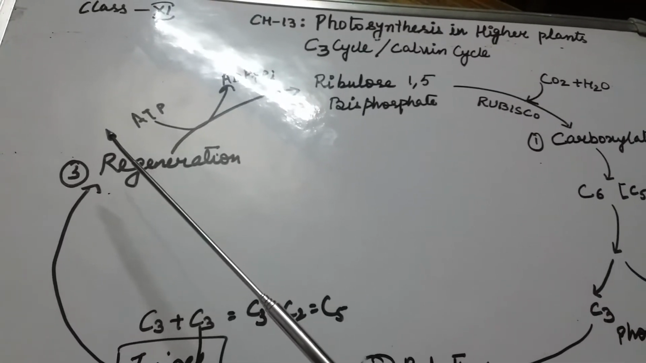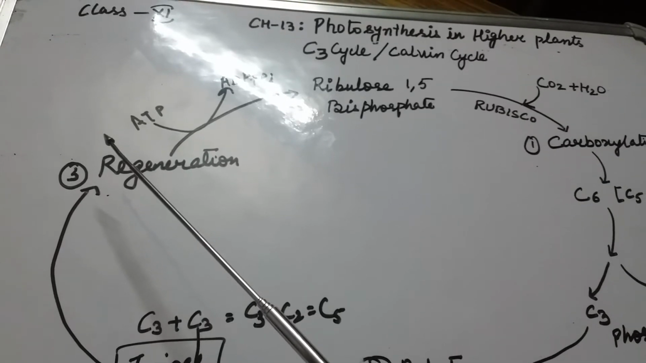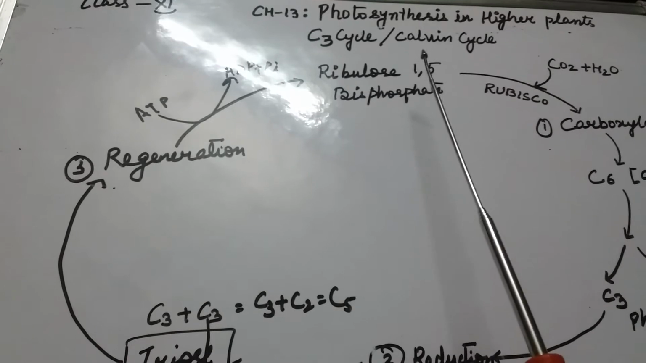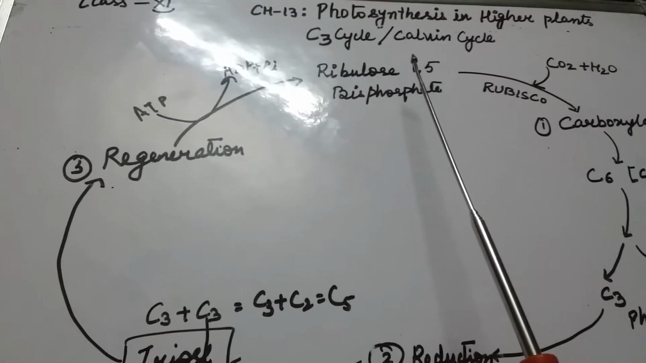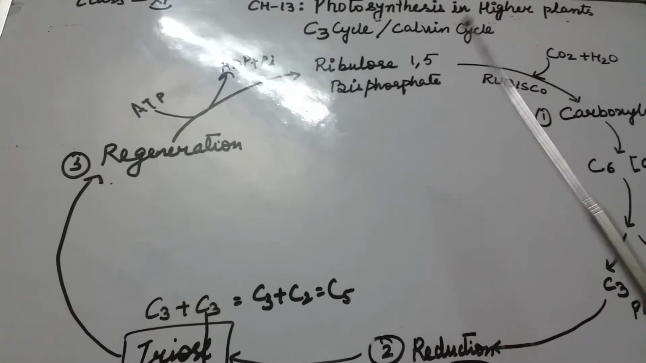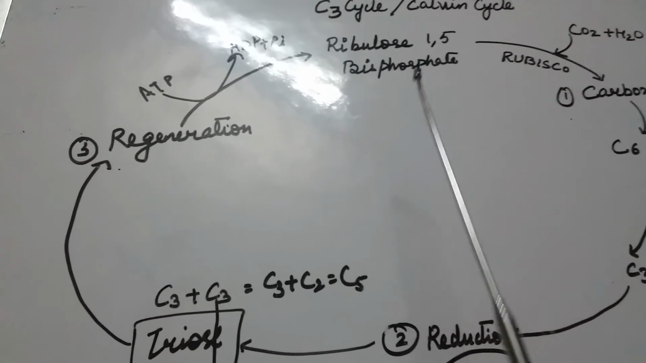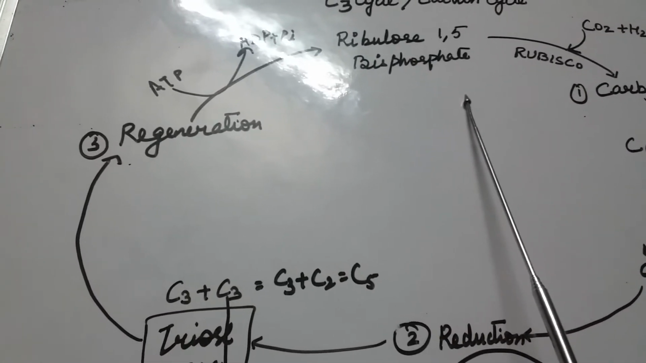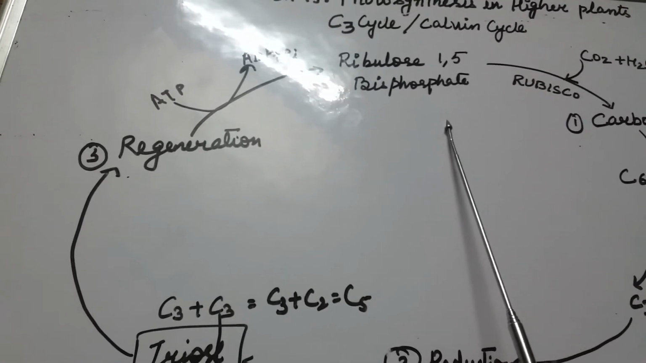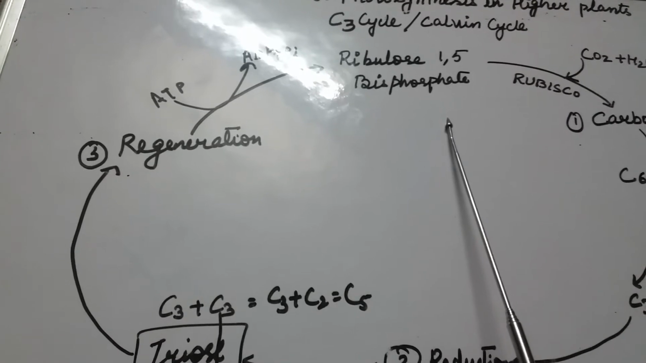In the biosynthetic phase, where the foods are formed, they undergo two paths. One is the C3 cycle or Calvin cycle, and the other is the C4 or Hatch-Slack pathway, which we will be doing after the Calvin cycle. So the Calvin cycle or C3 cycle occurs in the mesophyll cells of leaves that carry the chloroplast.